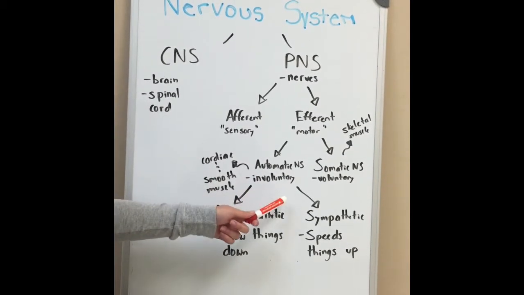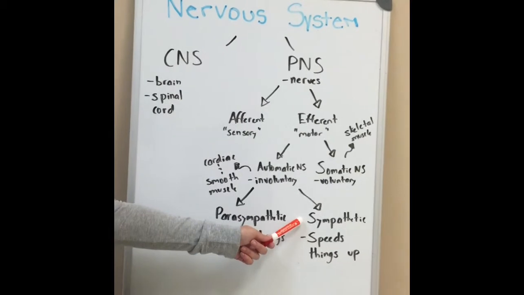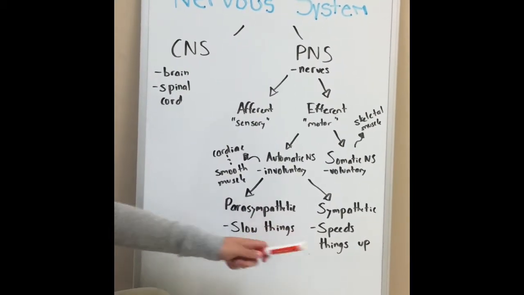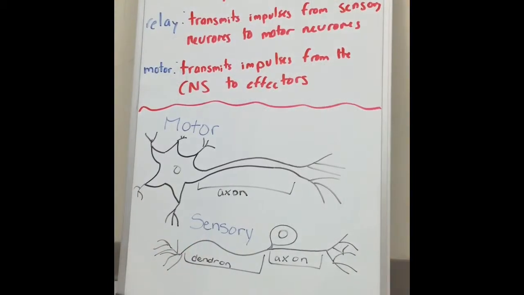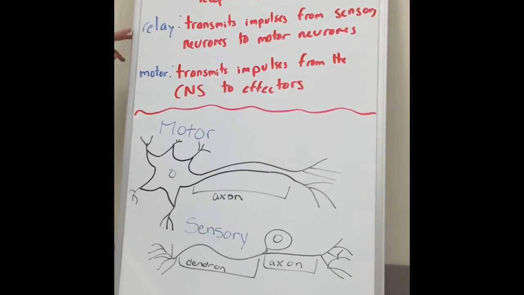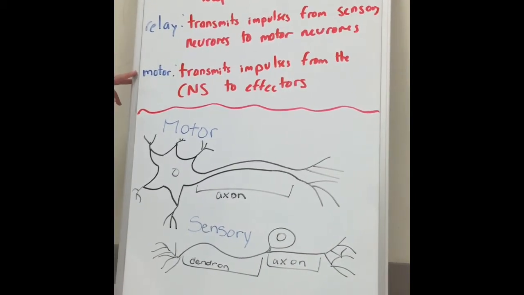It is broken down into two more parts: the parasympathetic and the sympathetic. The sympathetic speeds everything up, and the parasympathetic slows everything down. There are three types of neurons: sensory, intermediate or relay, and motor.